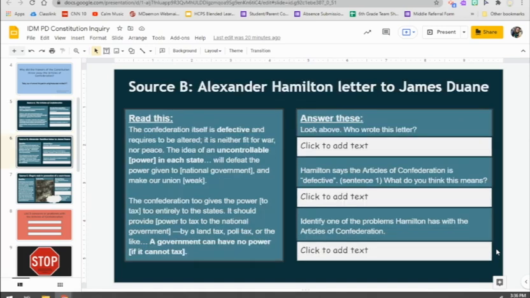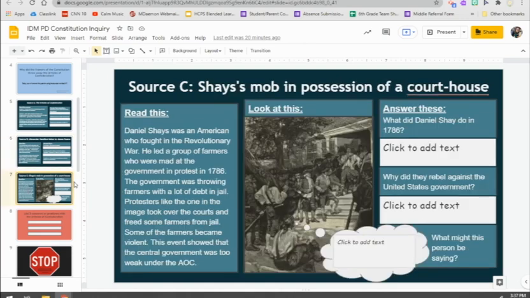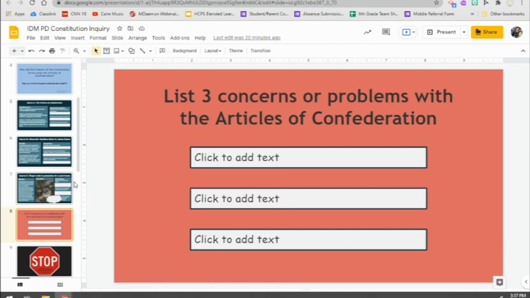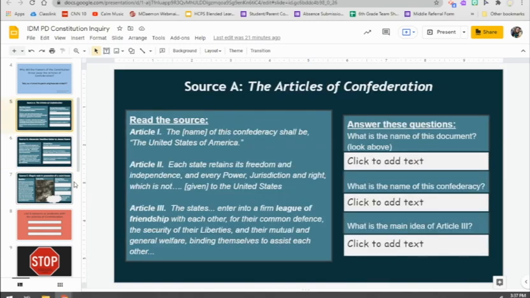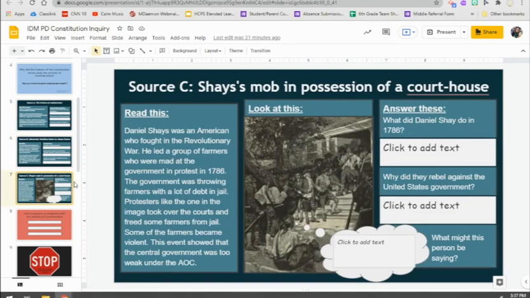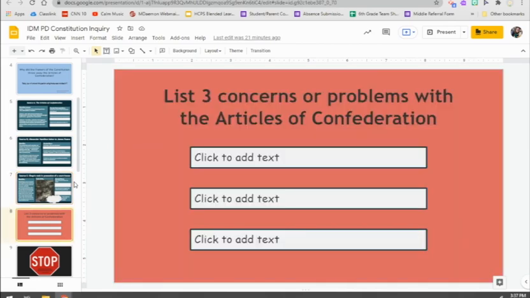And then source B is that Hamilton letter that I modified and pared down so that they would really get it. And then I added one about Shays' Rebellion that I didn't use for all of my classes, but I did use for some of my higher achieving classes. And then here we have this performance task. For that first question, list 3 concerns or problems with the Articles of Confederation. Hopefully they would find their concerns in the Alexander Hamilton letter, in the Articles itself, and for some of my classes in that Shays' Mob source.